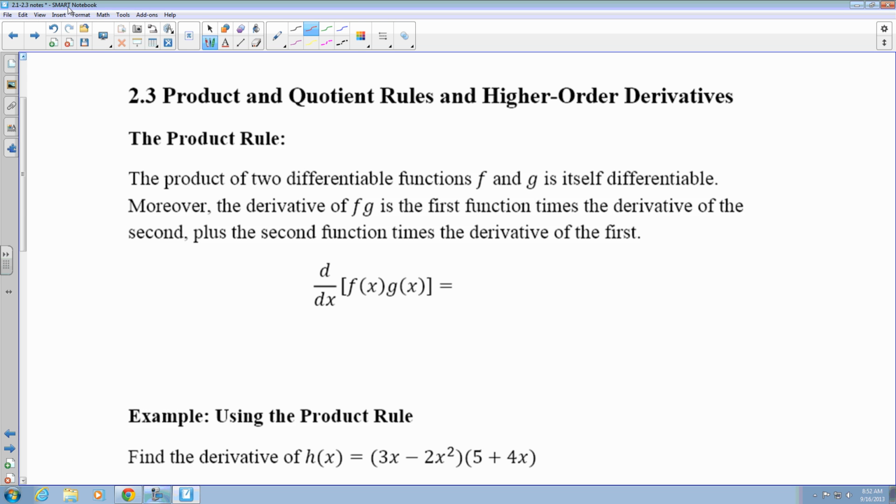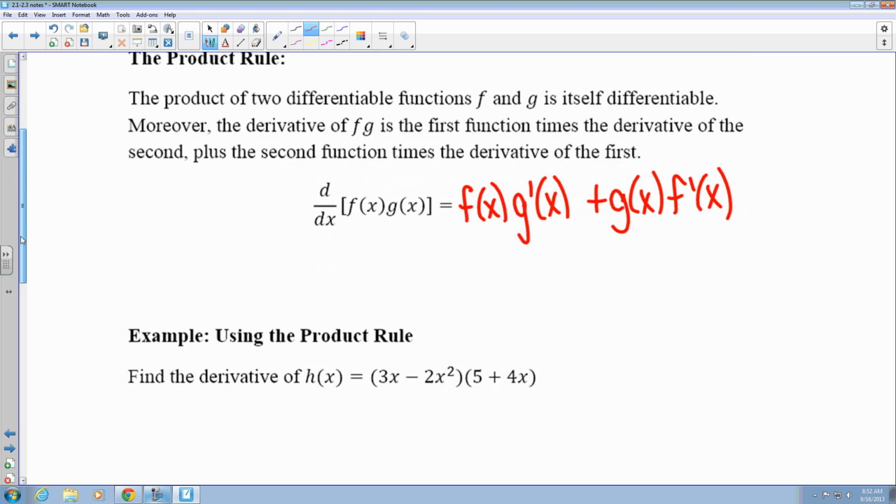We are doing section 2.3, which is the product and quotient rules for derivatives and higher order derivatives. So the product rule: when we have two functions, we multiply them together. Each function individually can be derived. To find the derivative of f times g, we take f of x times g prime of x. That means we take the derivative of g, plus g of x times f prime of x. We'll need to learn that, but for now we can reference it if we need to.